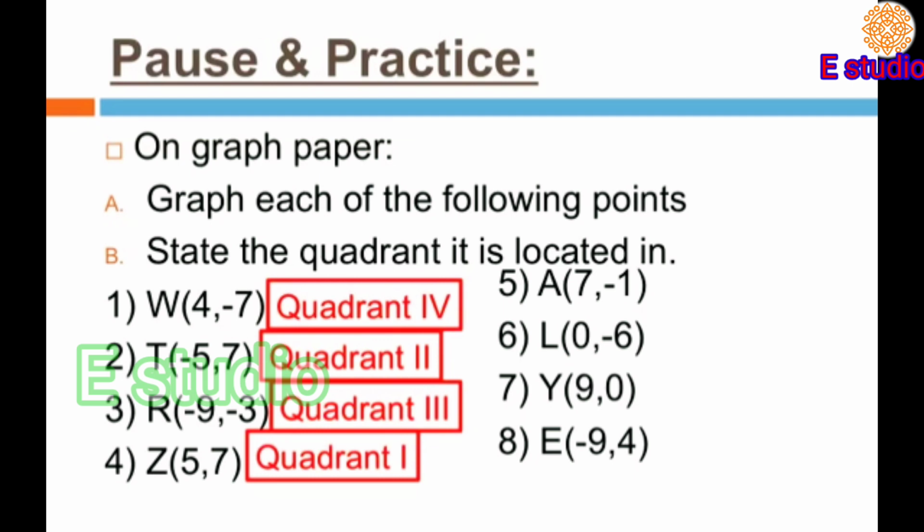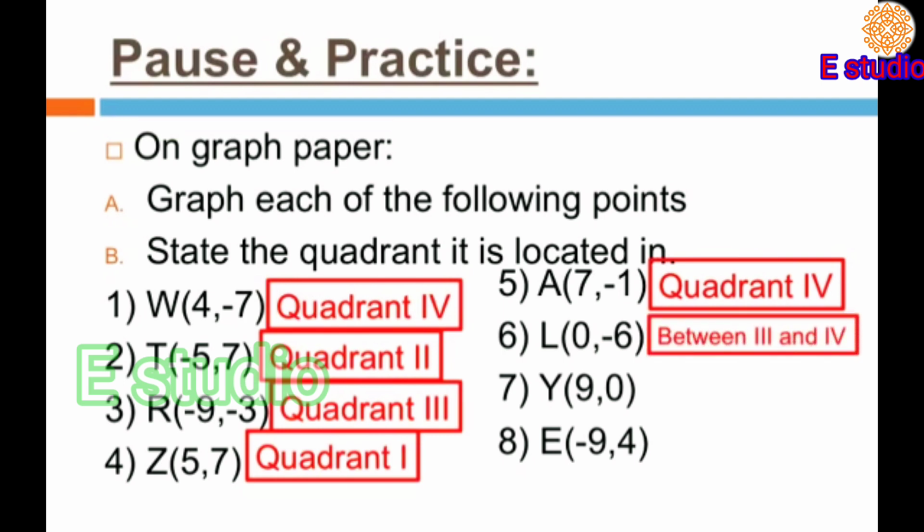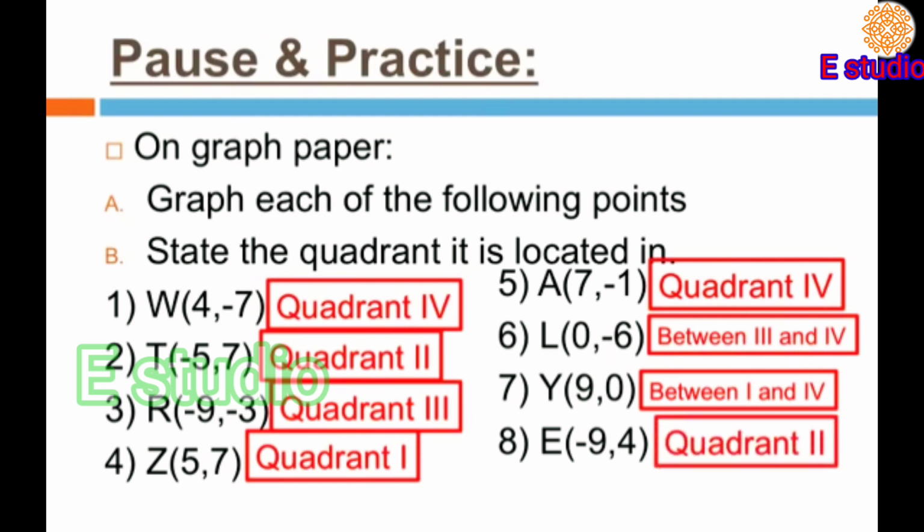5, A is located in quadrant 4. 6, L is located in between quadrants 3 and 4. Number 7, Y is located between quadrants 1 and 4. And 8, E is located in quadrant 2. Now part A says to graph each of the following points on graph paper, and we'll see that on the next page.